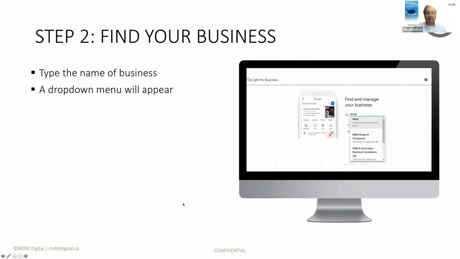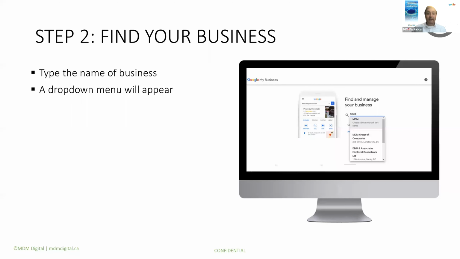Now, the next step, once you log in, is to find your business. In this case, you'll see, and we did this for the purposes of this workshop today, we're going to create a fictional company called MDM Boat Tours. So in this case, as I mentioned here, you can start typing the name of your business, and the drop-down menu will appear, and you're going to see a list of options.